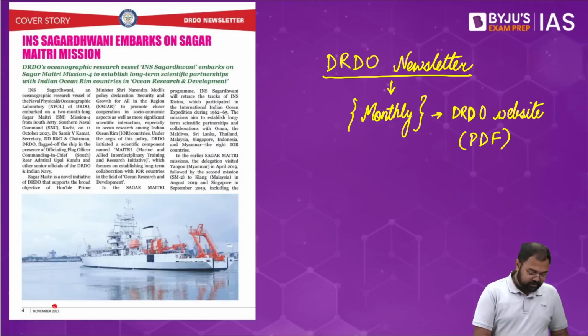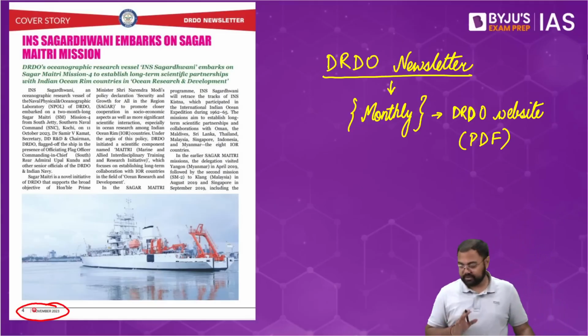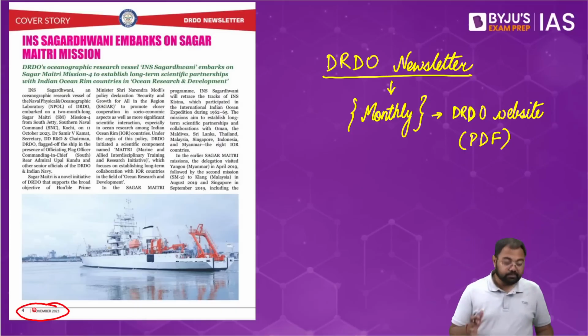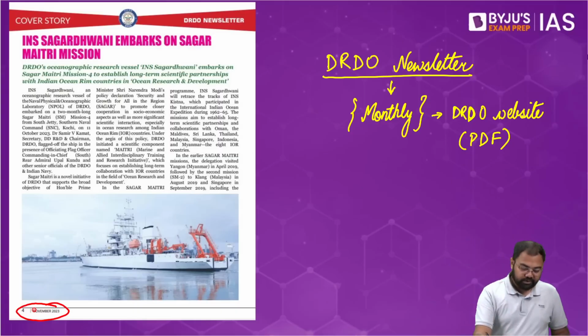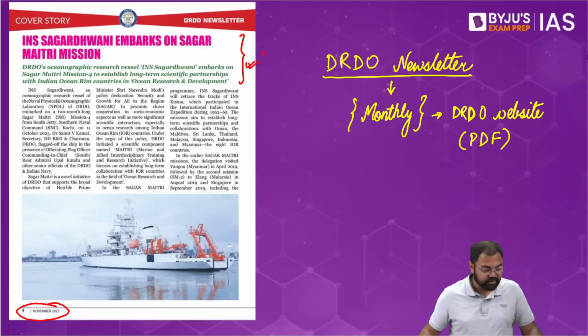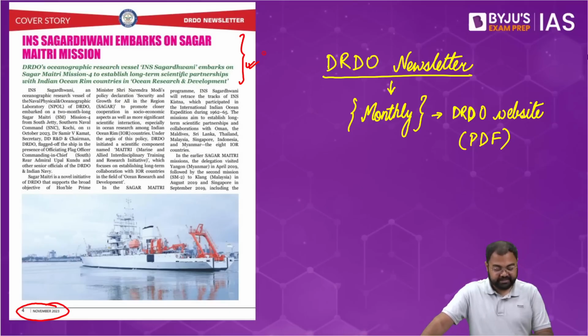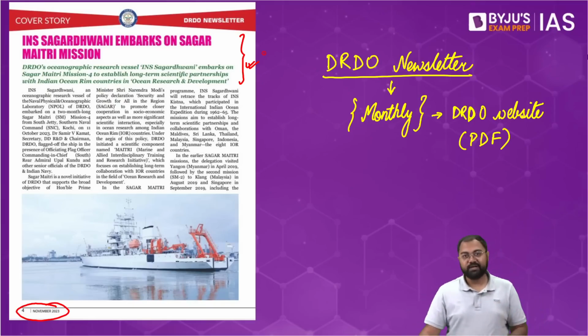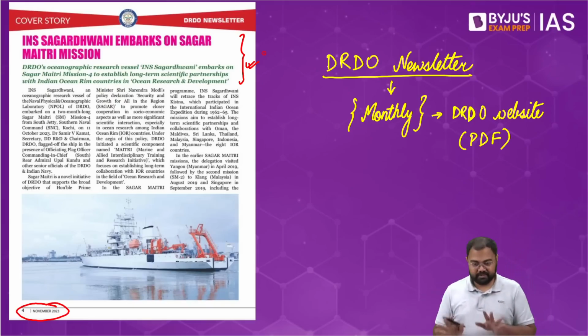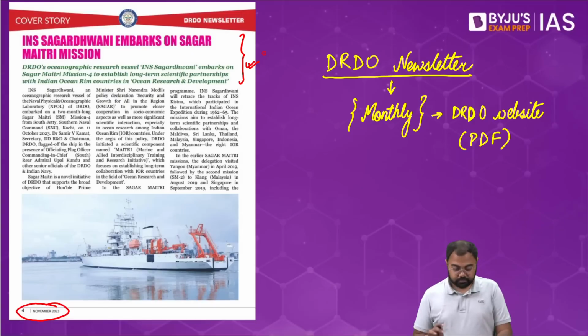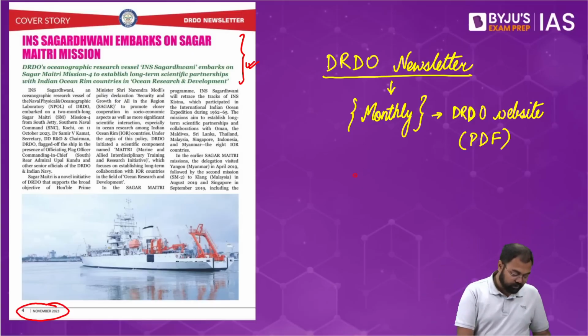For example, this is something I've taken from the November 2023 newsletter. Here, this time they had given as the cover story the Sagar Dhwani mission. When it comes to the Sagar Dhwani Maitri mission, what exactly it is was all given in this particular article. Similarly, every month you will see that there are 3-4 important articles published here.